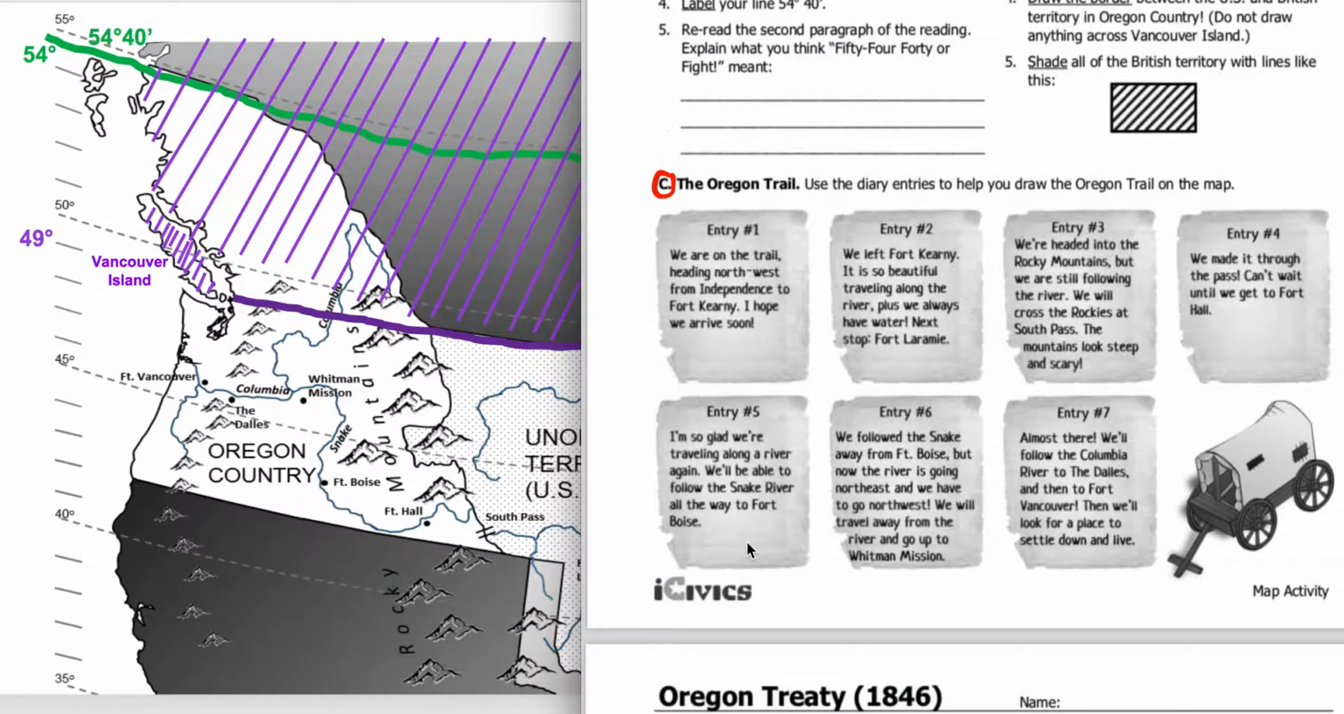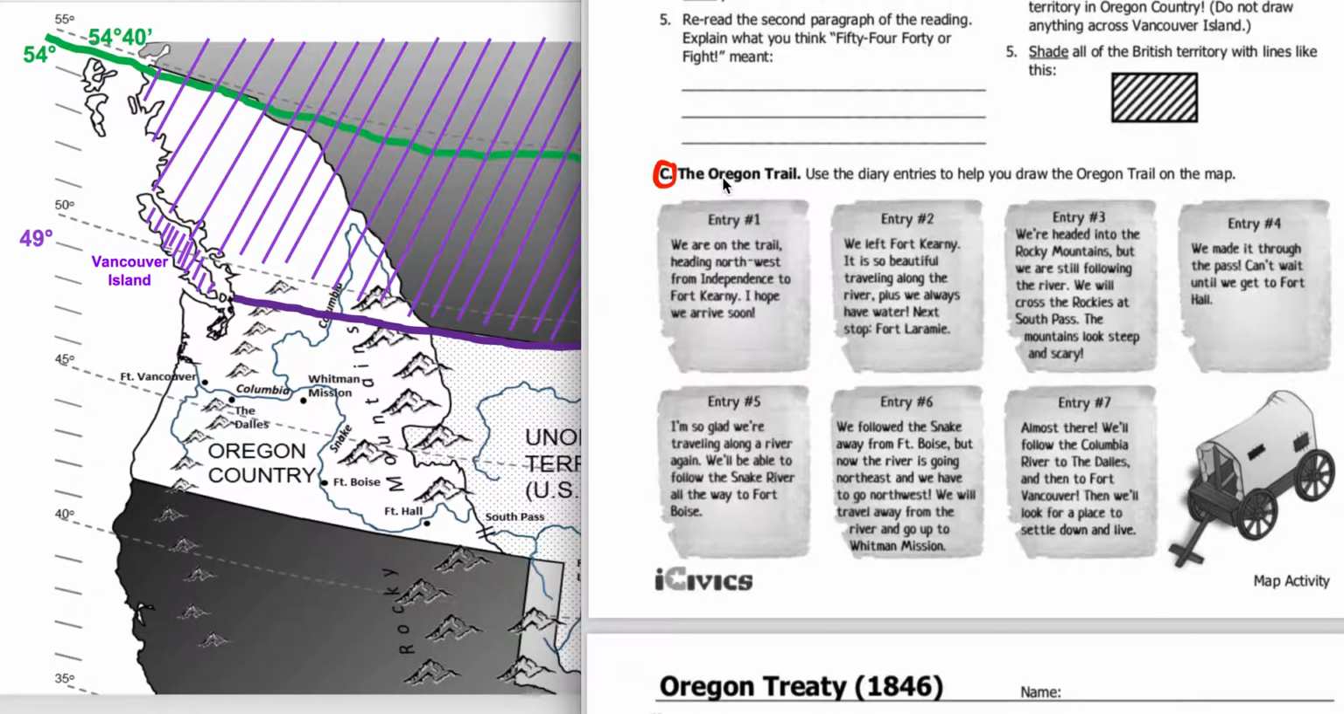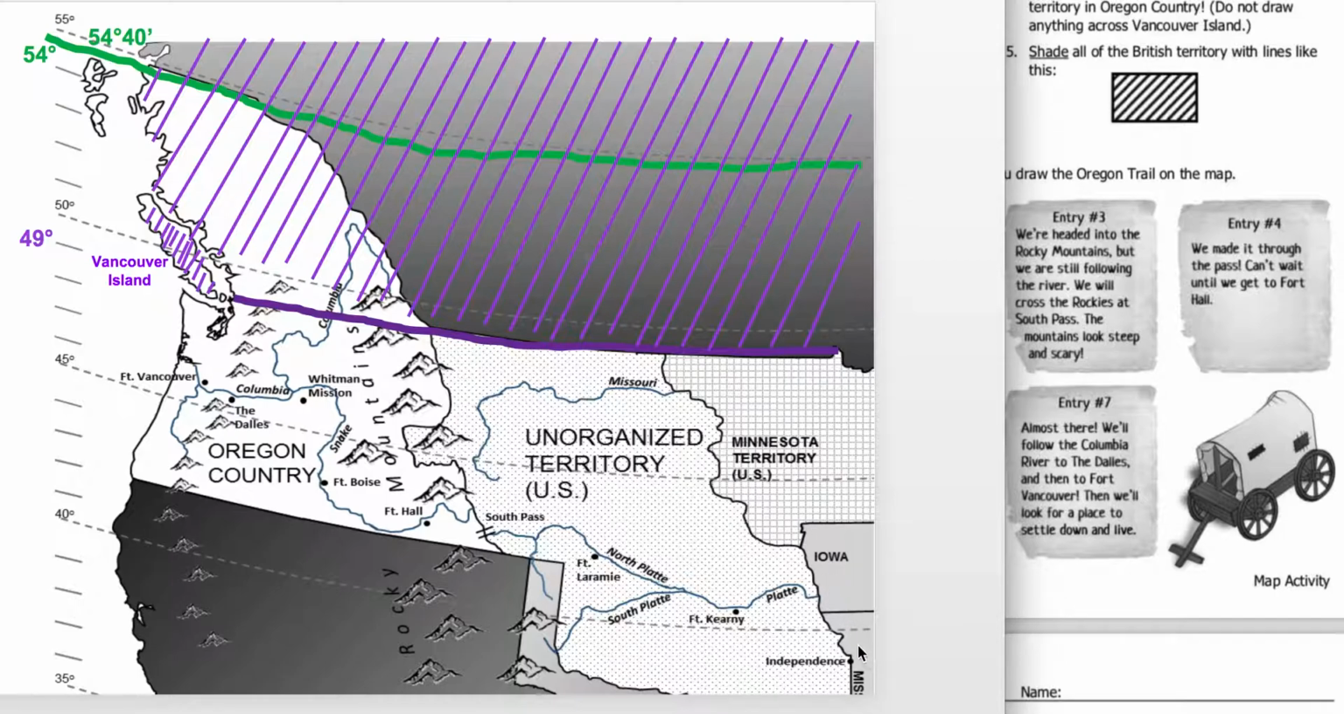All right, letter C, the Oregon Trail. Use the diary entries to help you draw the Oregon Trail on the map. Now we're going to be using red. Entry number 1. We are on the trail heading northwest from Independence to Fort Kearny. I hope we arrive soon. So Independence is right here. Using red, you're going to draw a line from Independence to Fort Kearny, just like you heard in the journal entry. Once you've done that, please label that number 1.